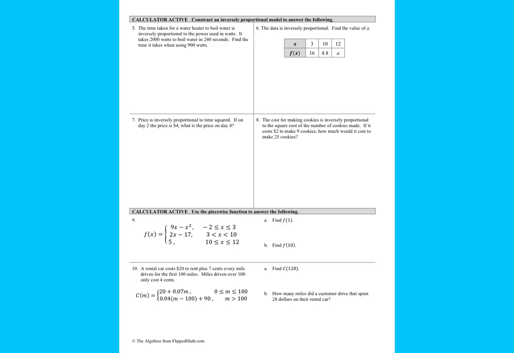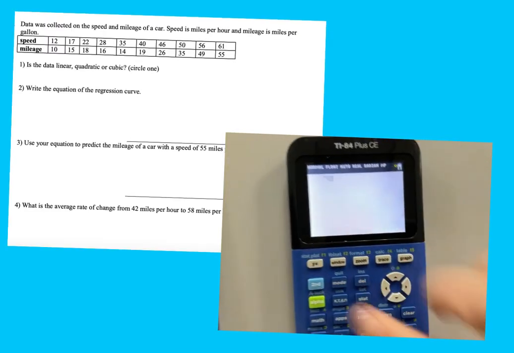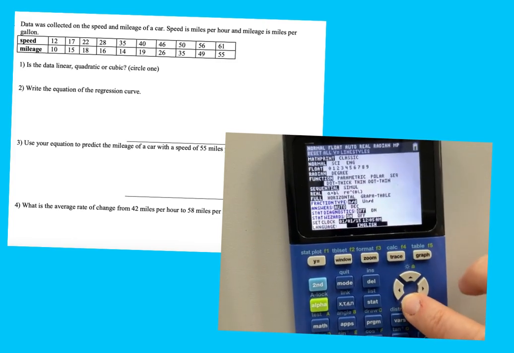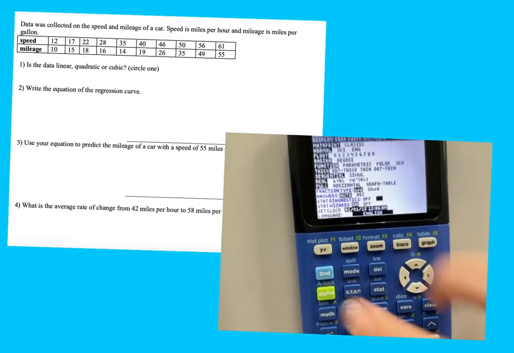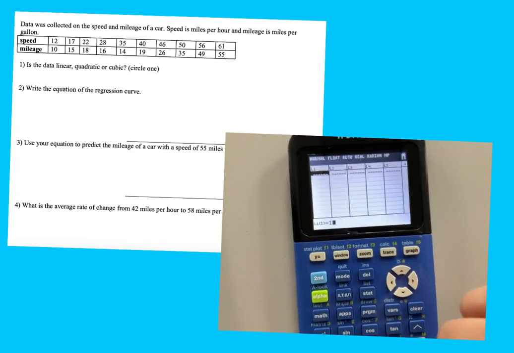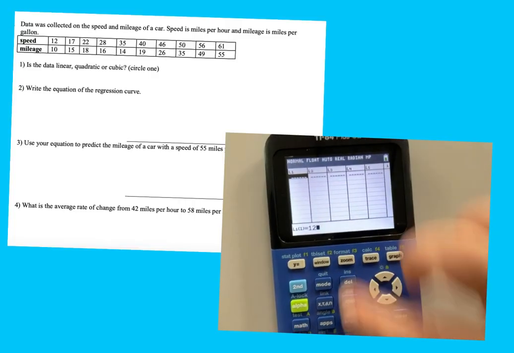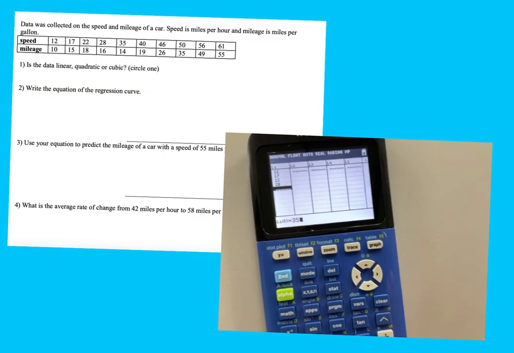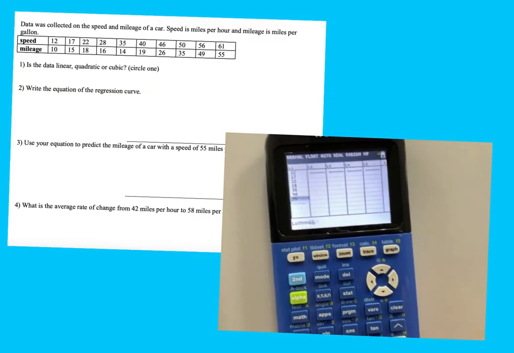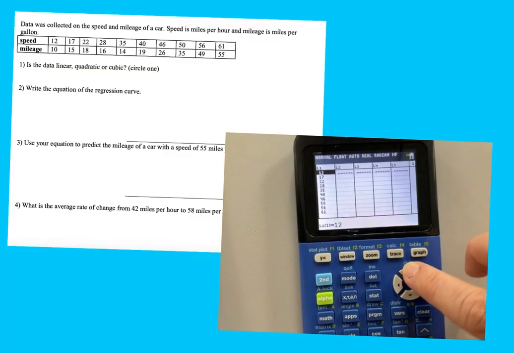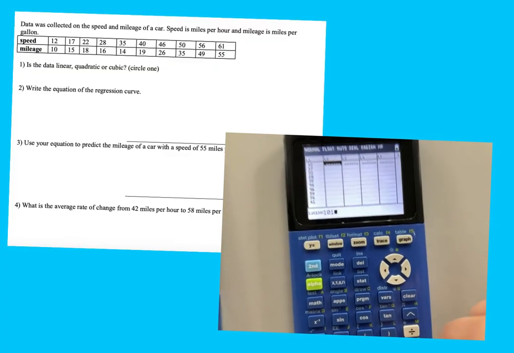Let's do one more practice round on our regressions. Okay, turning on stat plot. Then going to mode, turning on stat diagnostic. Okay, then going to stat, edit, and I'm going to type in 12. Oh gosh, this is going to be so hard for my left hand. 12, 17, 22, 28, 35, 40, 46, 50, 56, 61. And then your y's 10, 15, oops, a daisy.